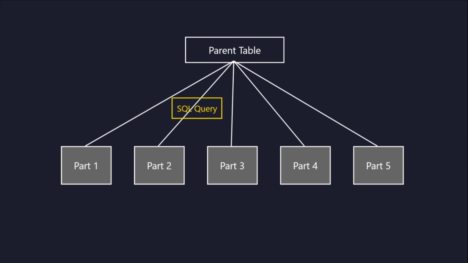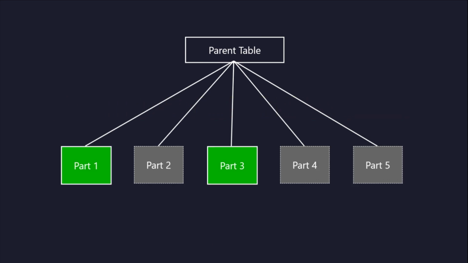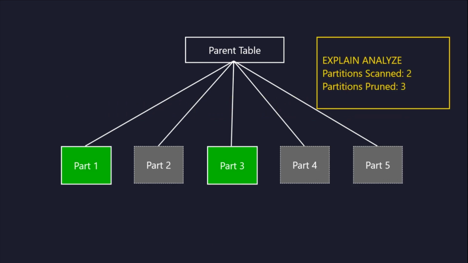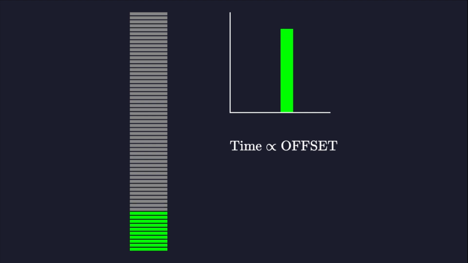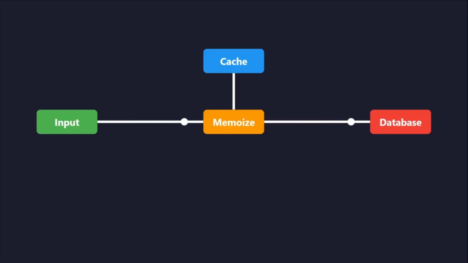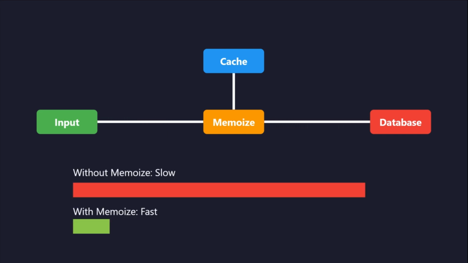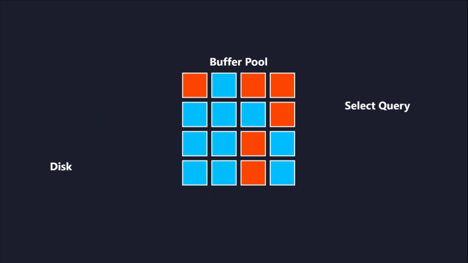Partition pruning allows the database to skip entire tables. Analyze confirms if the planner actually excluded partitions or if it scanned the entire inheritance hierarchy. High offset values force the database to scan and discard thousands of rows. Explain analyze shows the wasted time increases linearly with the offset size. Postgres can use memoized nodes to cache results of parameterized subqueries. This drastically reduces execution time when the same input values repeat frequently.